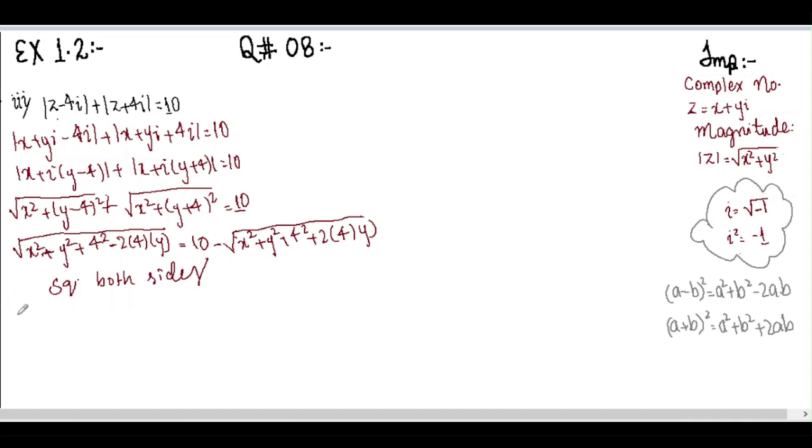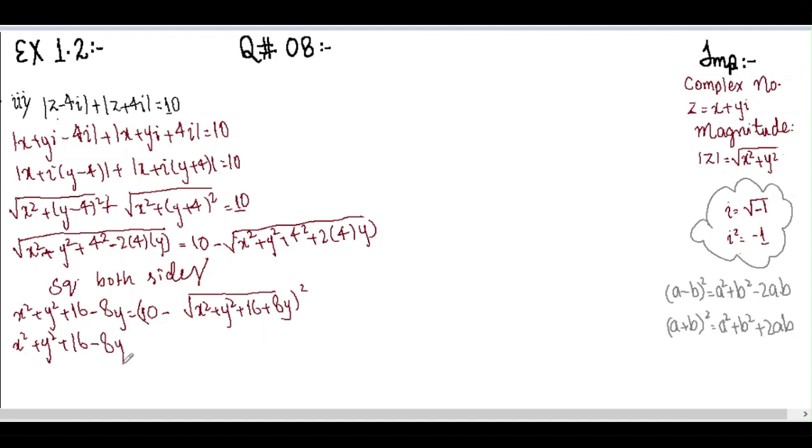We get this side as a whole, when it is squared, the square root and the square cancel, and we get x square plus y square plus 16 minus 2 4s are 8 into y equals, now this term minus this term whole square. When we get a square over here, we get 10 minus square root of x square plus y square plus 16 plus 8y as a whole square. Now this term remains as it is, x square plus y square plus 16 minus 8y equals.